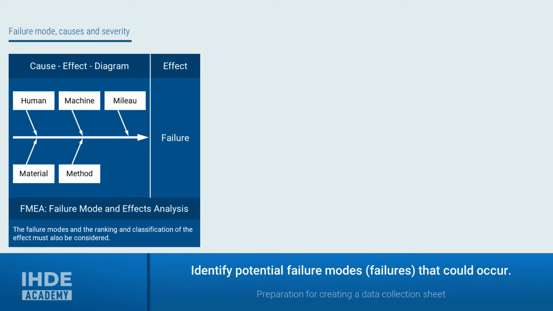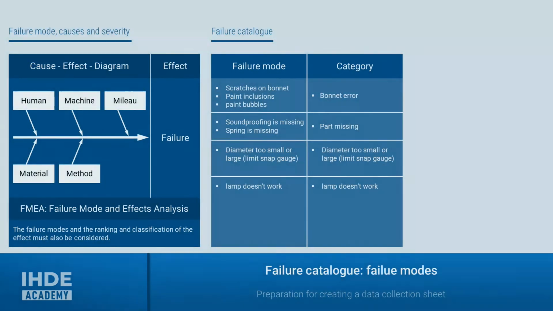Another option is the failure mode and effects analysis, abbreviated FMEA. With it, possible failures are evaluated according to their severity, their probability of occurrence, and their probability of detection, each with a rating figure. Various failures can be compiled in a failure or error catalog. For example, this can be extracted from an FMEA. The various failures are listed and categorized in a failure catalog.